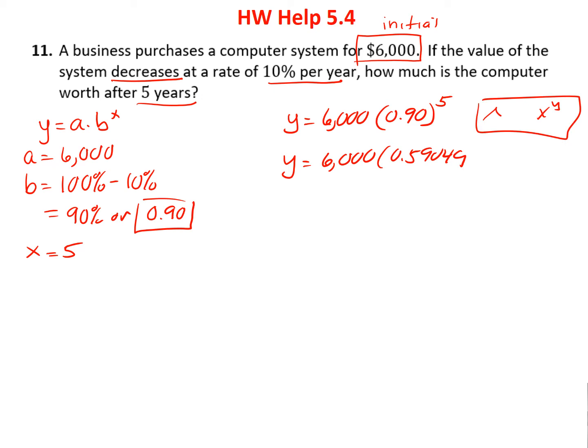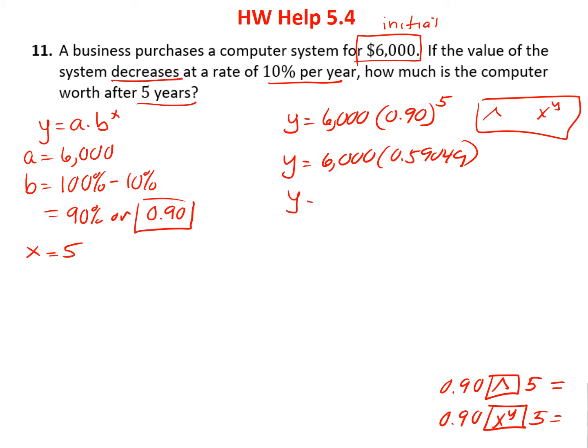Okay? Again, if you're not sure about this, if you have the caret, you'd do 0.90, type in the caret key, put in 5 and press enter. Or if you have one that looks like this, you do 0.90, press that key, 5, and equals. You just have to find which key it is that does the exponents. Now again, once you do that, don't write that down necessarily. You can write it down, but just leave it on your screen in your calculator, and then just hit the multiply button and multiply it by 6,000.